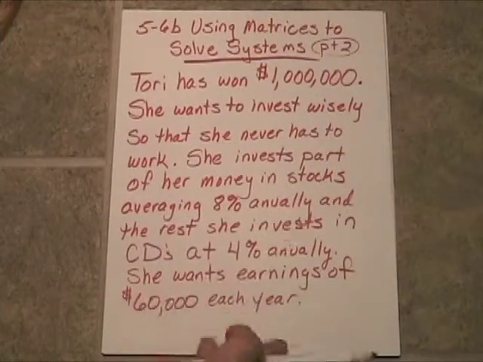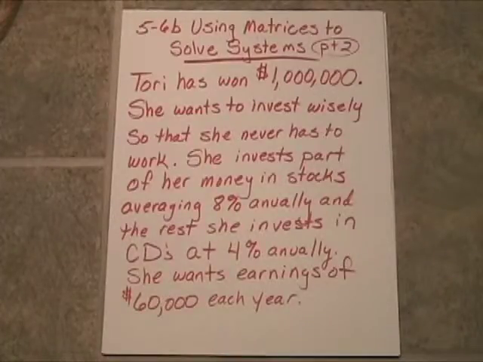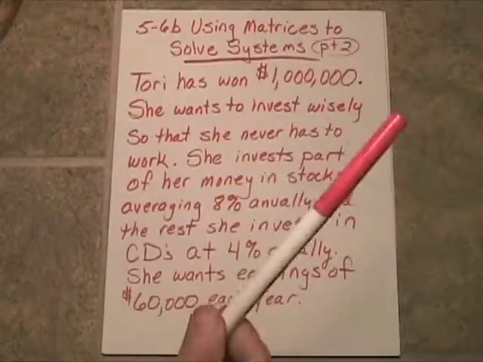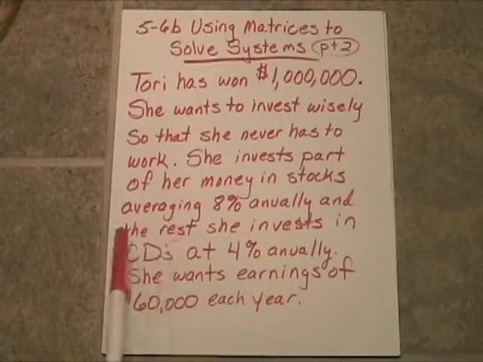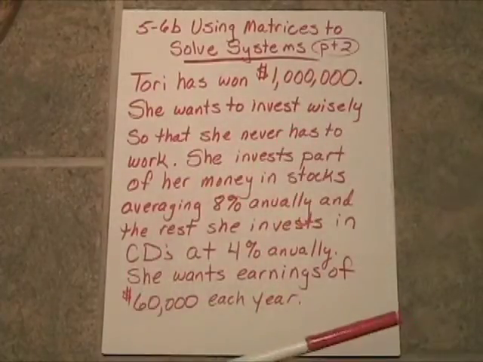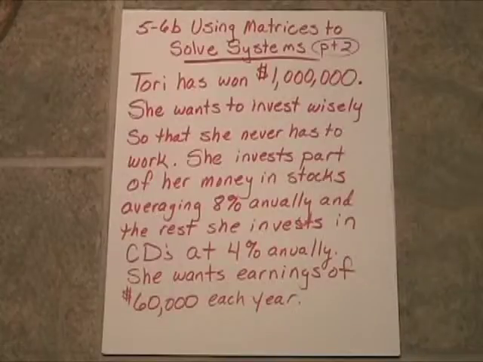Now, she has decided, based on her car payment and her mortgage payment and food and utilities and fun, etc., that she needs to make $60,000 every year from these investments. Now, the question is, is this possible? And if it is possible, how much should she put in stocks, and how much should she put in the more conservative but sure CDs? So all she needs is a little bit of algebra, and she can figure this out without paying an investment counselor thousands and thousands of dollars.